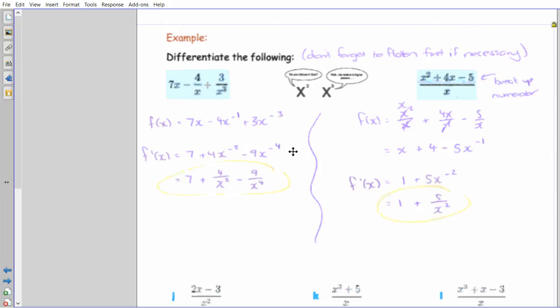Awesome, totally fine answer for this one, unless they ask for positive indices, as I said, which you can rewrite like that. But this is fine if they don't. If they don't bother asking for positive indices, no need to turn it into this version at all.